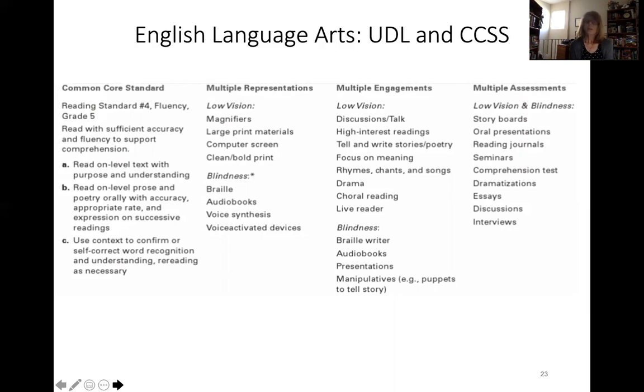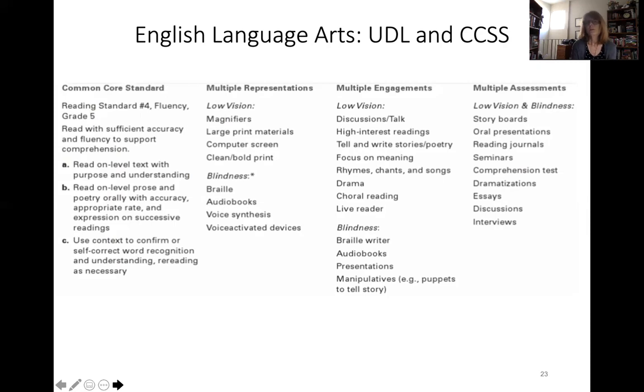In order to provide multiple representations, the second column from the right, which says multiple representation, you see low vision and you also see blindness. There are things that we can provide to support our students. It might be a magnifier. It might be large print. A computer screen, if you look at how we can enlarge text. And the important thing is for them to be able to have really clean, bold print to read.